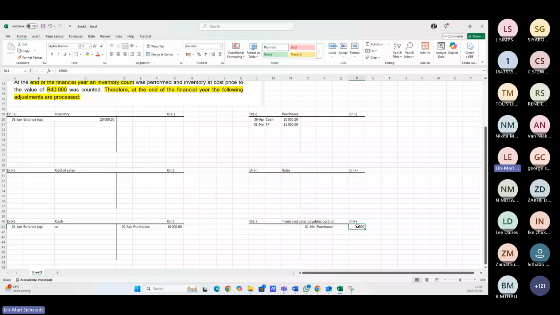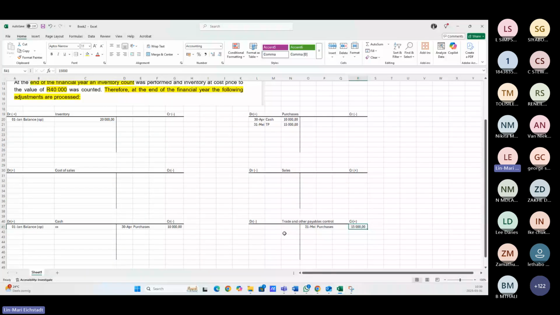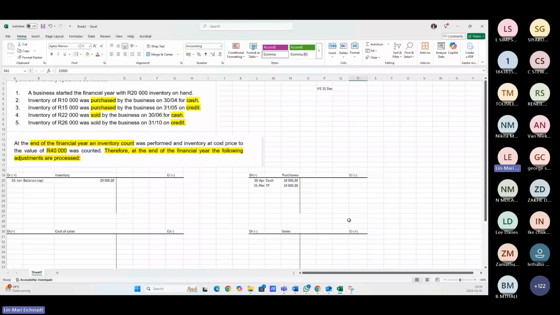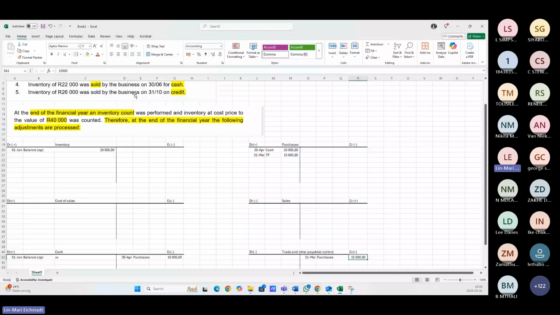So then we have our purchases, right? So we've got two purchases, 10,000 and 15,000. And we have our opening inventory, which is there. We also have inventory of 22,000 that was sold by the business for cash, right? So we increased our cash and we also increased our sales. So where we get that from, they say 22,000 was sold on the 30th of June for cash. So if our cash increases, it increases on the debit side, and this is on the 30th of June. 30th of June, this was sales.